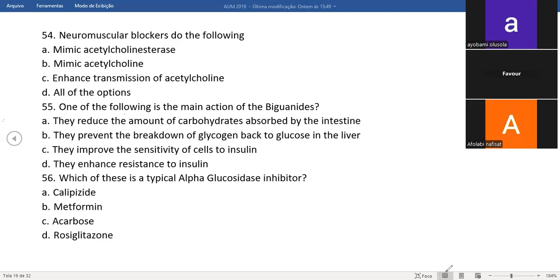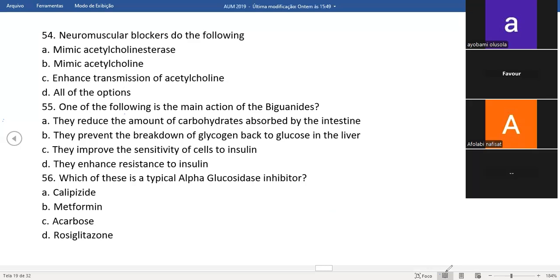One of the following is the main action of the biguanide. A. No, A is not correct. B. Are you guessing? You're moving from A to B to C to D. The ones that reduce the amount of carbohydrate absorbed by the intestines are the alpha glucosidase inhibitors.